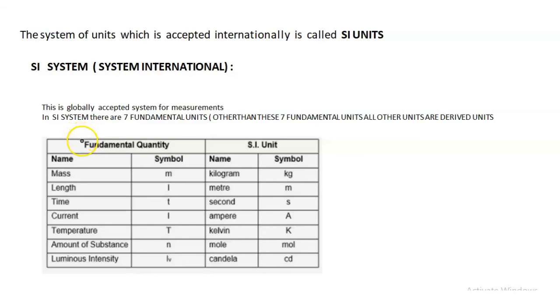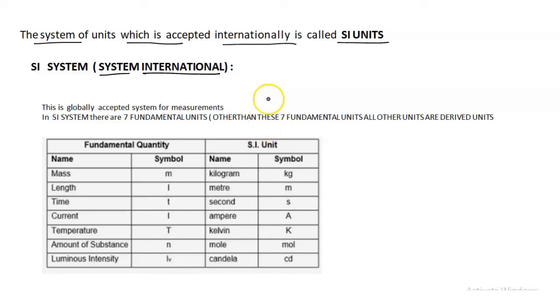So now let us discuss the SI unit in detail. What is SI unit? The system of units which is accepted internationally is called SI unit. The full form of SI is System International. This is the globally accepted system for measurement. In different parts of the world, different systems of units are being used, like CGS system, FPS system and MKS system that we studied just now.